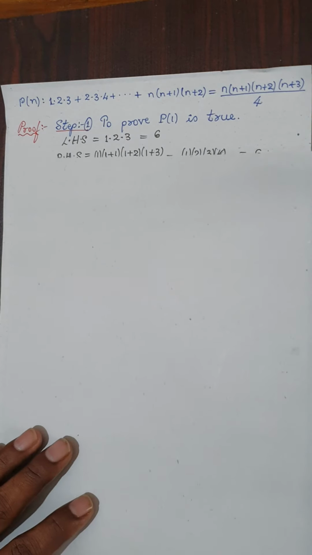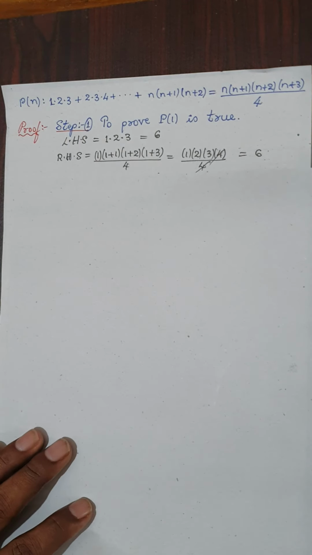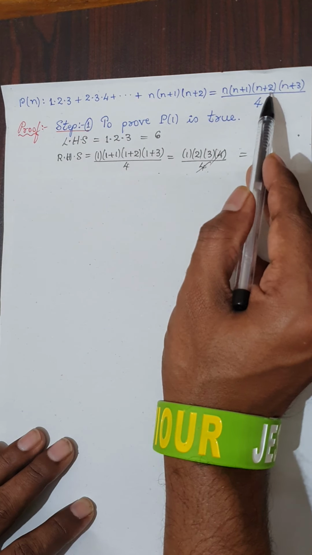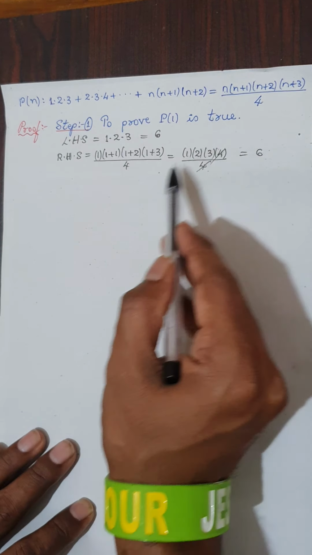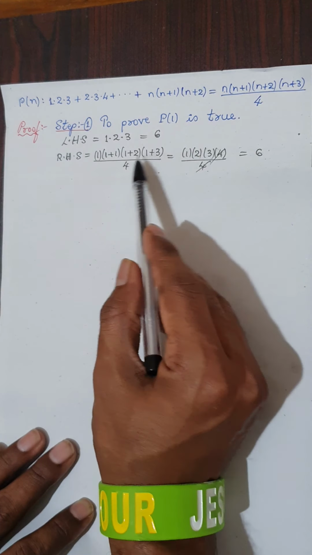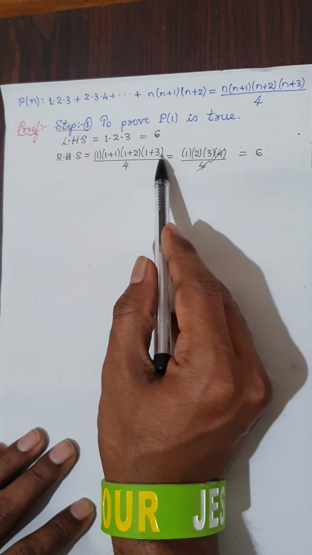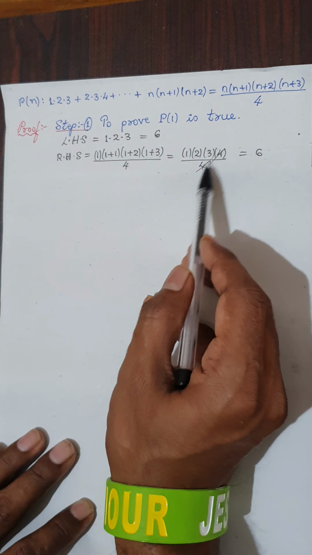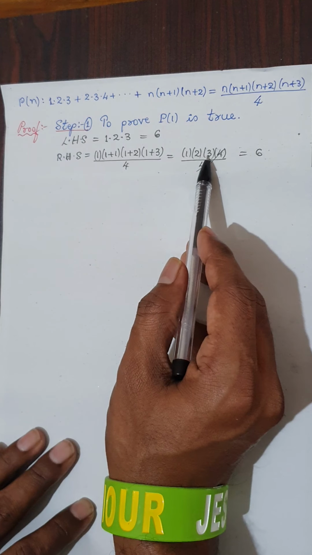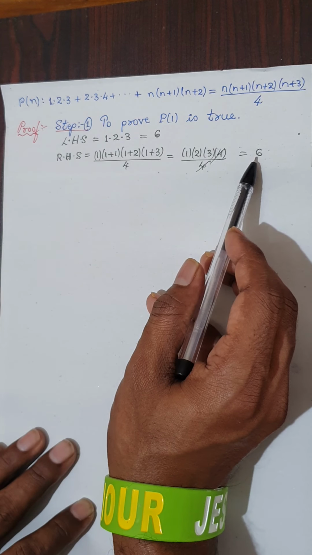Now moving on to RHS, you can check it carefully. Put n is equal to 1, so it is 1, 1 plus 1, 1 plus 2, 1 plus 3 divided by 4. So this is replaced as 1 plus 1 is 2, 1 plus 2 is 3, 1 plus 3 is 4. Now you can cancel 4 and 4 in numerator and denominator. You are just left over with 1 into 2 into 3. That's again nothing but 6.